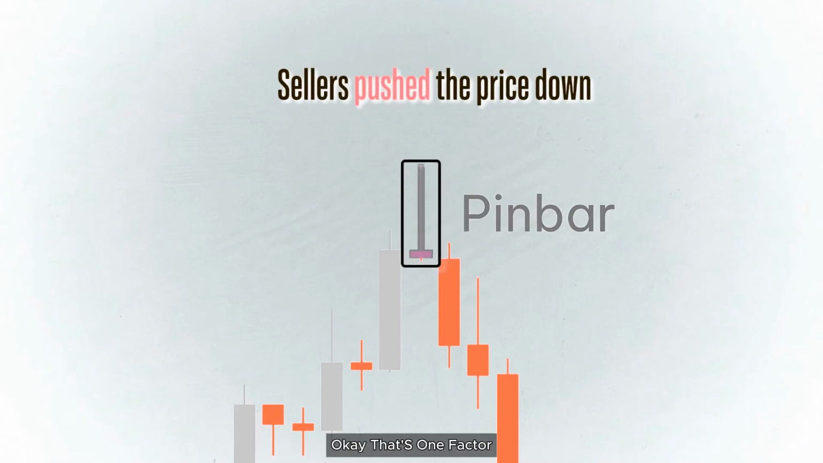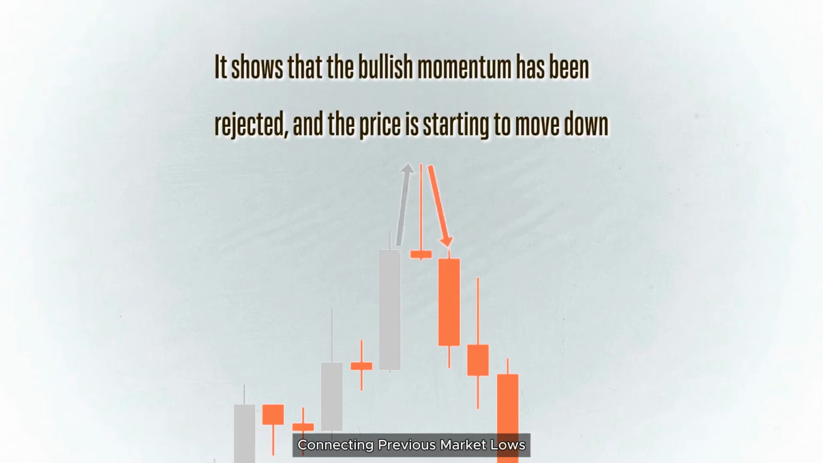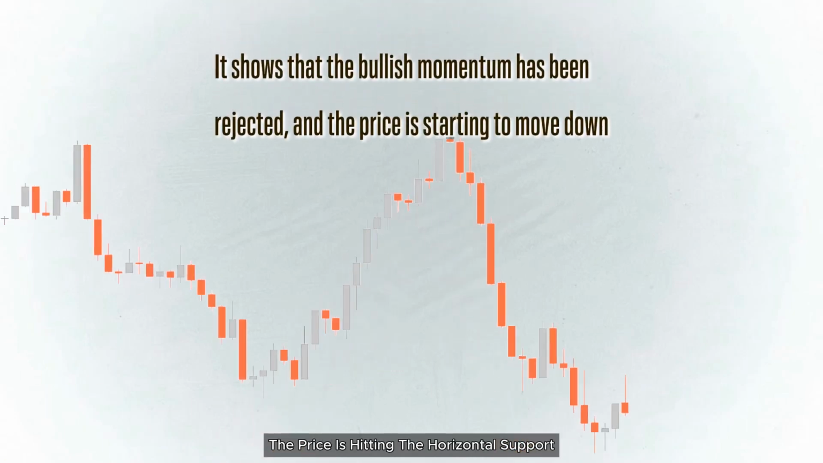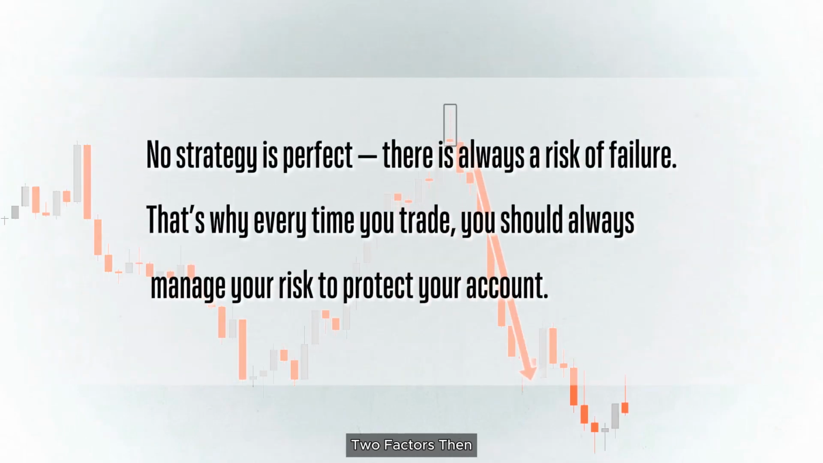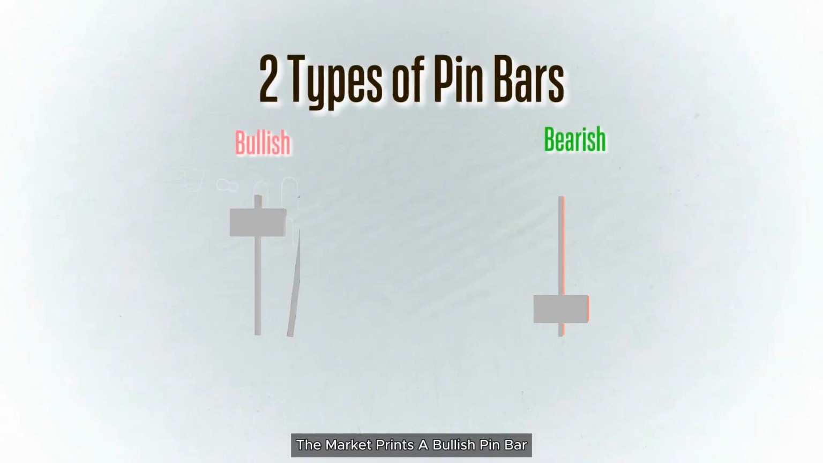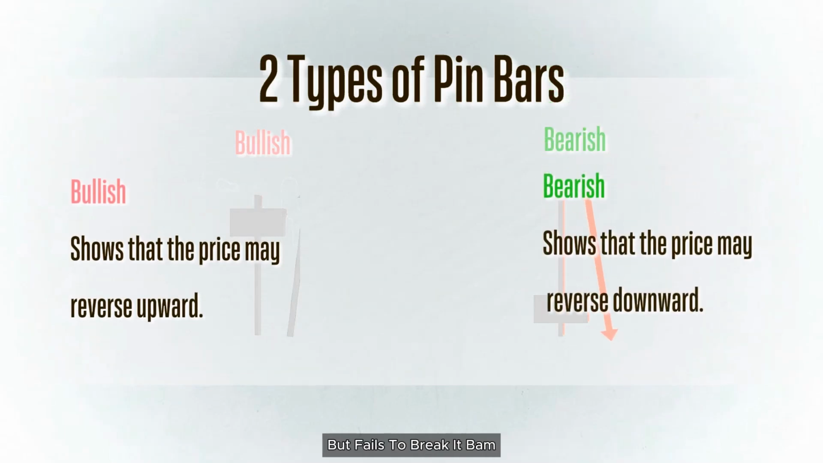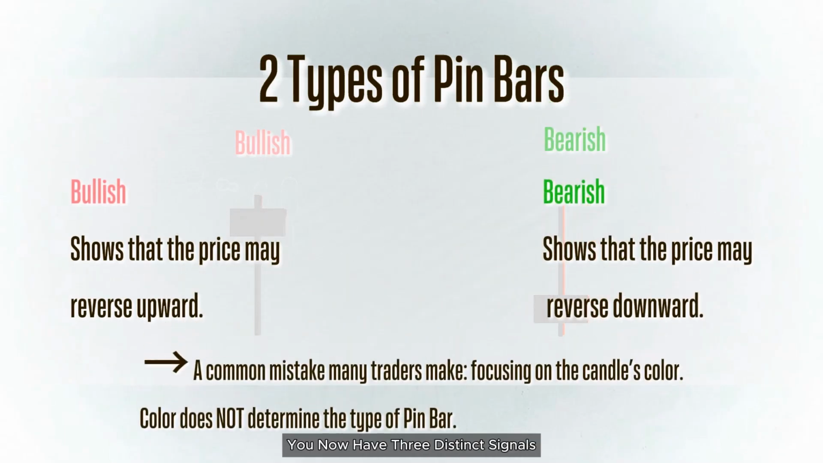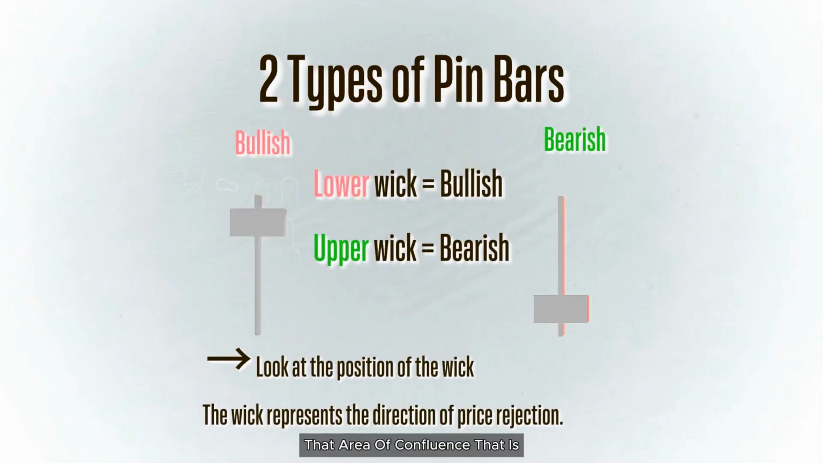Okay, that's one factor. But wait, you also draw a diagonal trend line connecting previous market lows, and you realize that the price is hitting the horizontal support and the diagonal trend line at the exact same time. Two factors. Then, right at that specific intersection, the market prints a bullish pin bar. The long lower wick perfectly pierces that intersection but fails to break it. Bam! You now have three distinct signals telling you the market is rejecting lower prices. That area of confluence, that is what gives you the supreme confidence to enter the market.